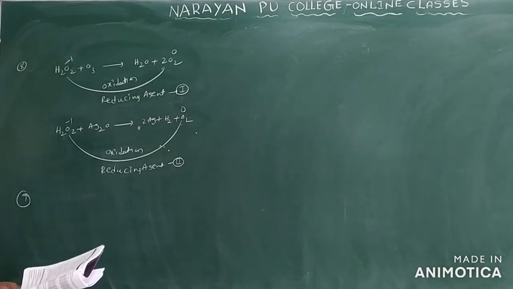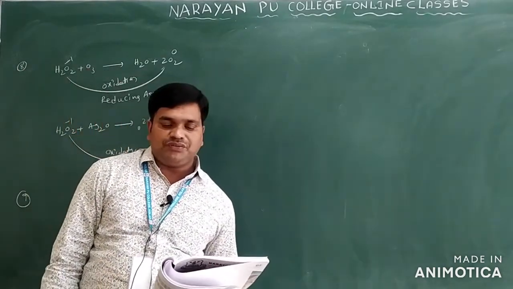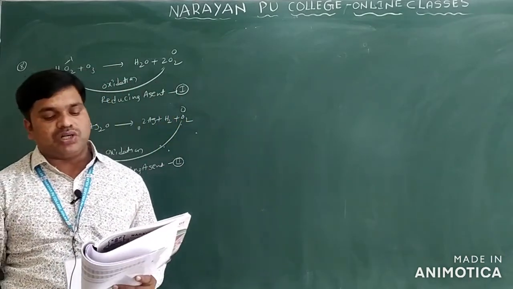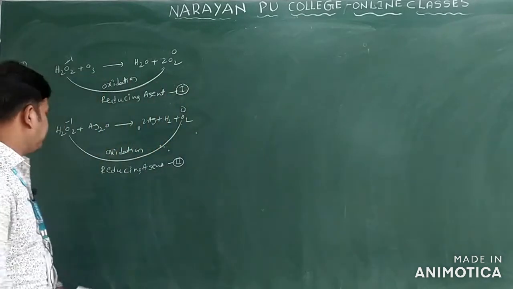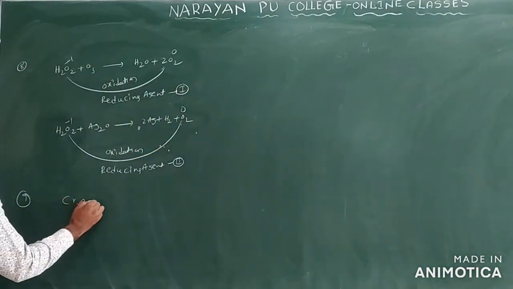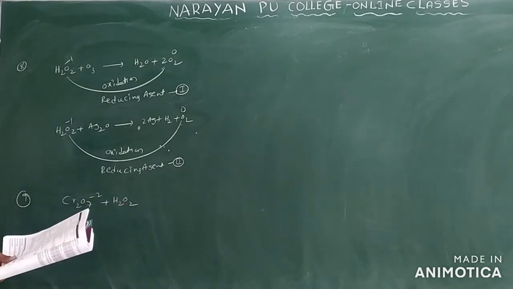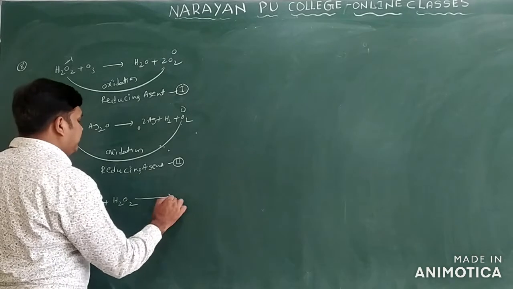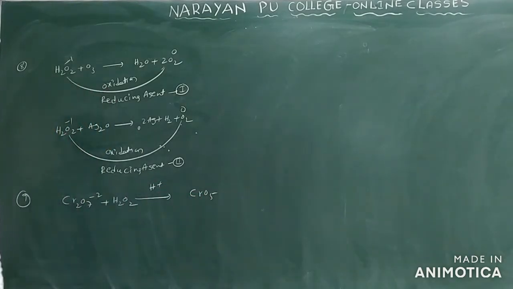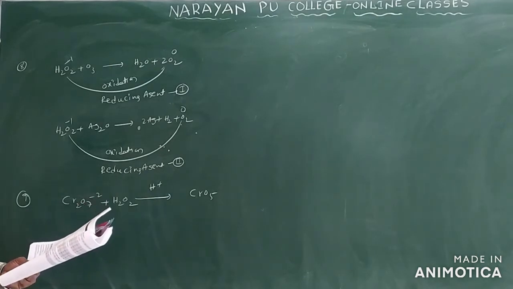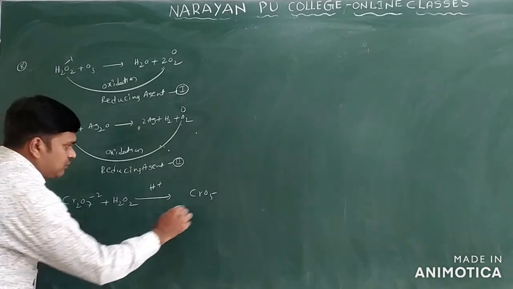Come to question number 9. In acidic medium, H2O2 changes dichromate into CrO5, which has 2 peroxide O bonds. The oxidation state of chromium in CrO5. Cr2O7 2 minus in presence of H2O2. What medium do we have? Acidic medium. It is converted into CrO5 only. Now the question is the oxidation state of chromium in CrO5. I did not write a balanced equation, I just wrote the product only.